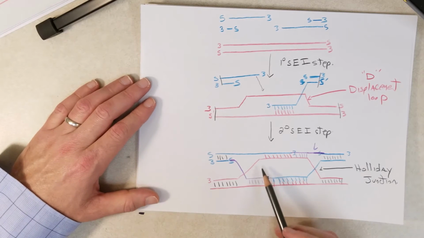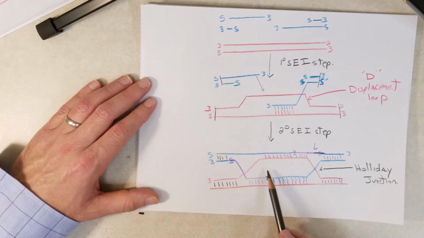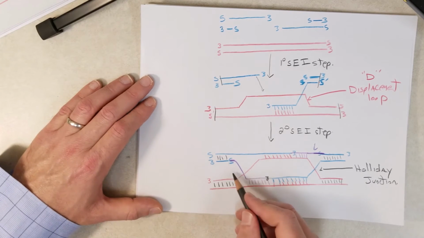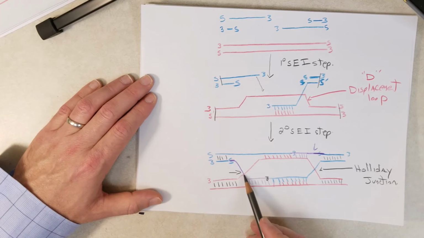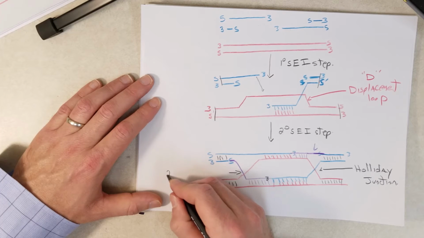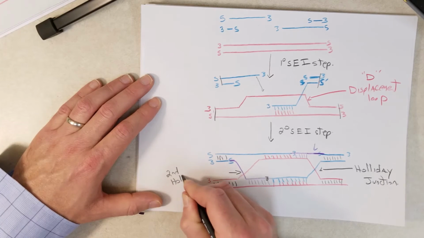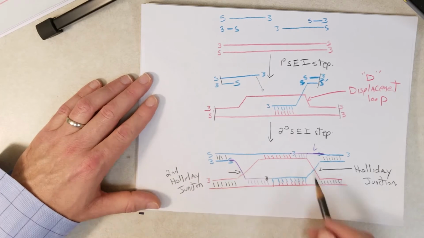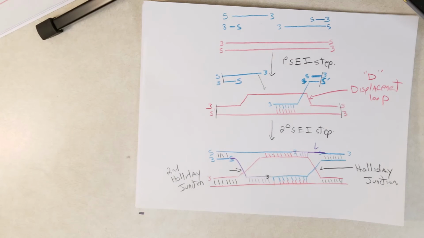So after new DNA has been synthesized using the donor as the template and the ends have been ligated, we get our second Holliday junction, right? Because here we have this intersection of DNA strands, and we see double-stranded DNA. So this is our second Holliday junction right here. Okay, so we've gotten pretty far through this mechanism.